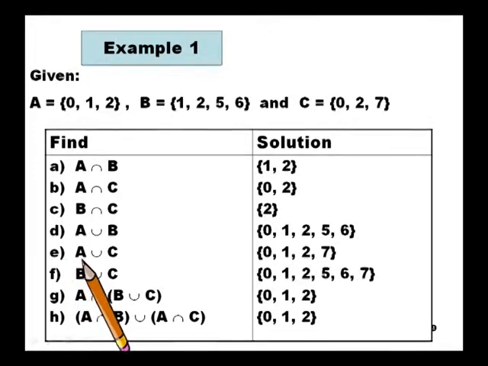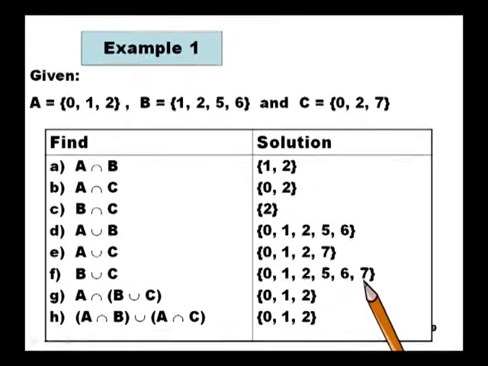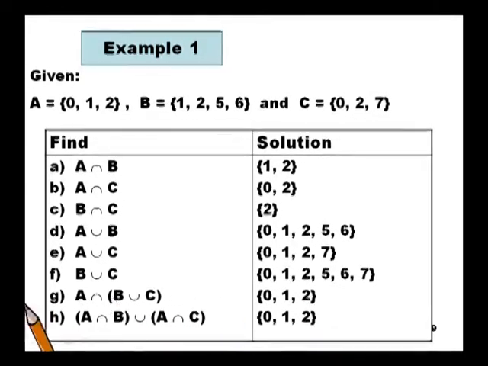E, A union C. Solution: 0, 1, 2, 7. F, B union C. Solution: 0, 1, 2, 5, 6, 7. G, A intersect B union C: 0, 1, 2. H, A intersect B union A intersect C. Solution: 0, 1, 2.